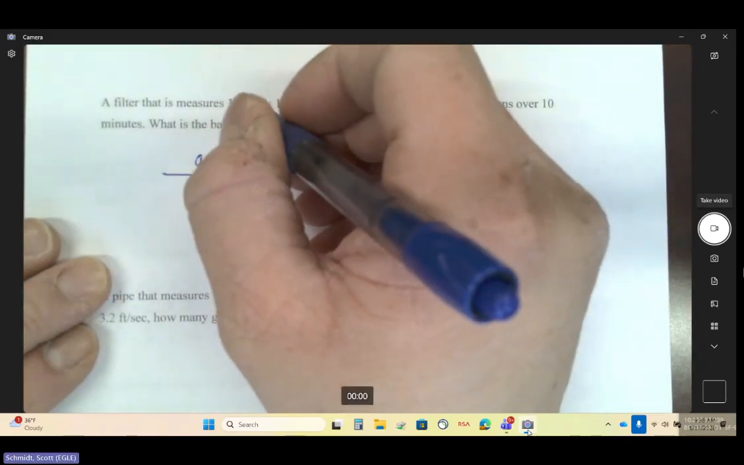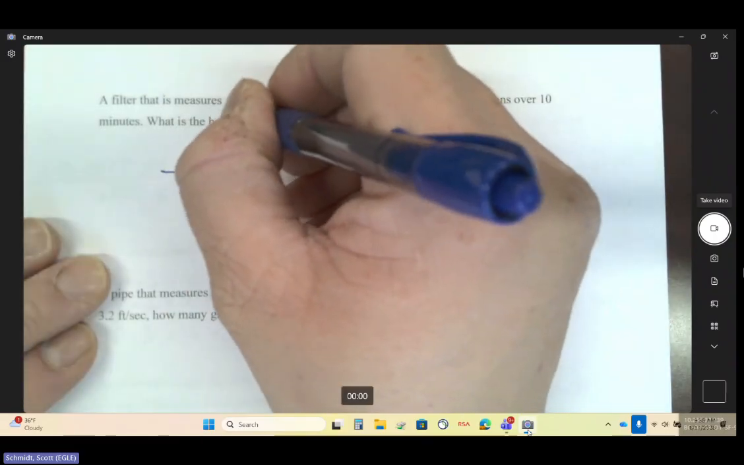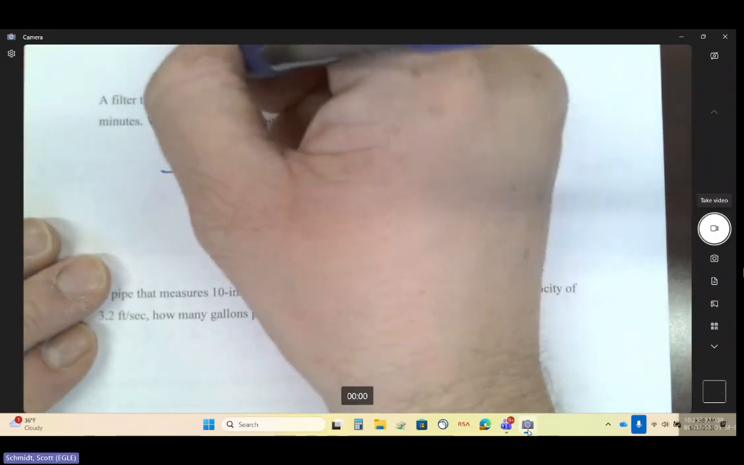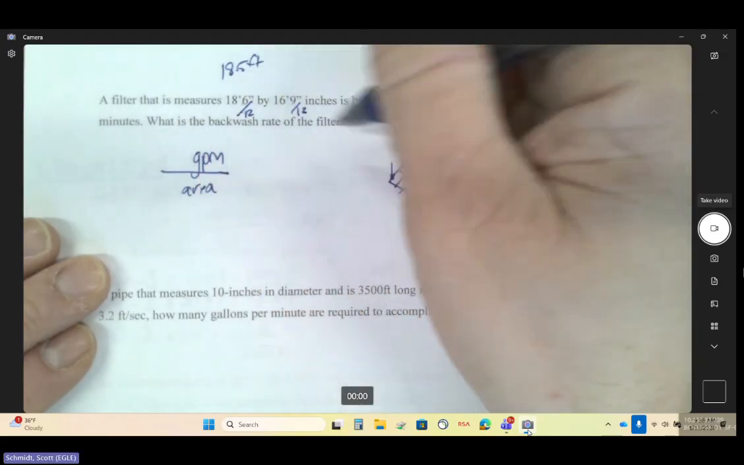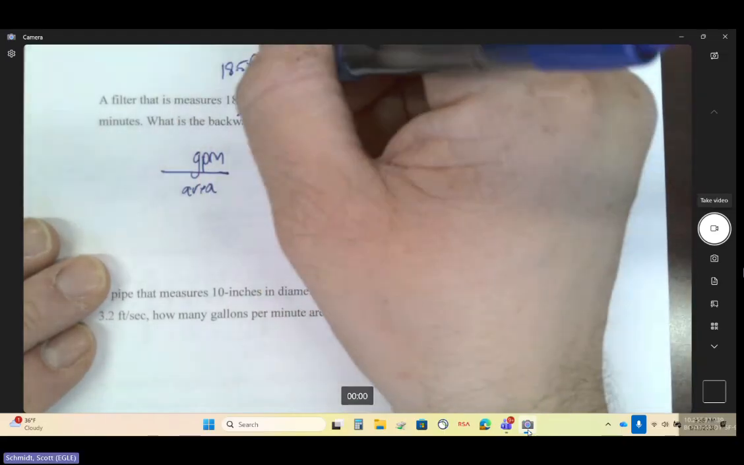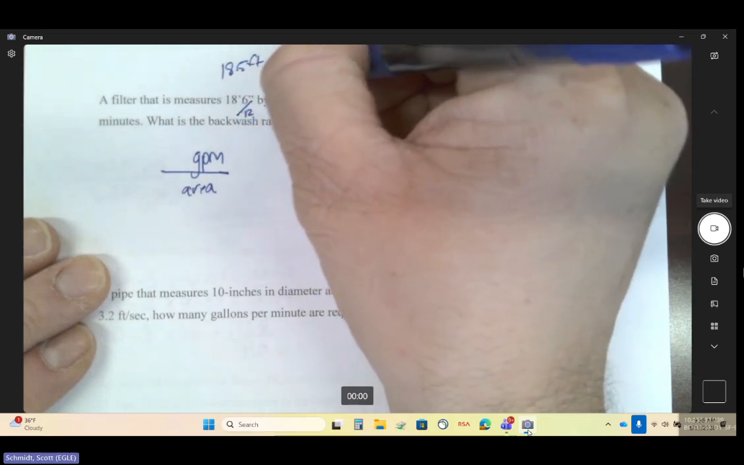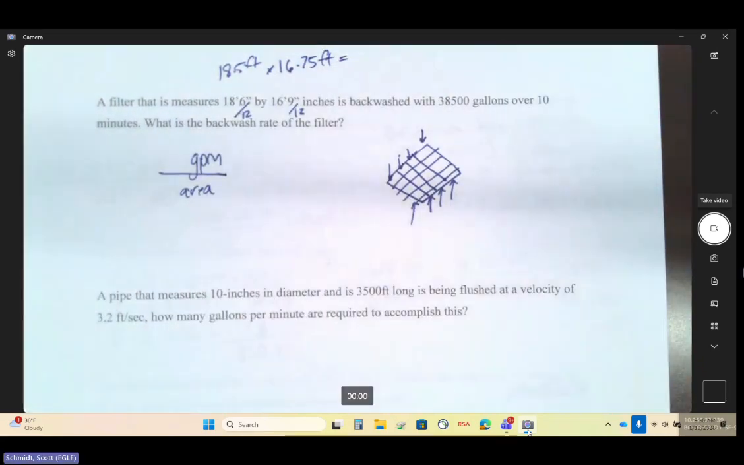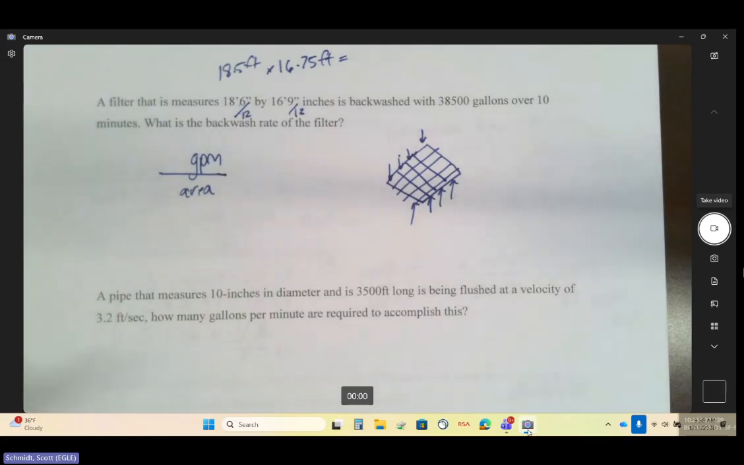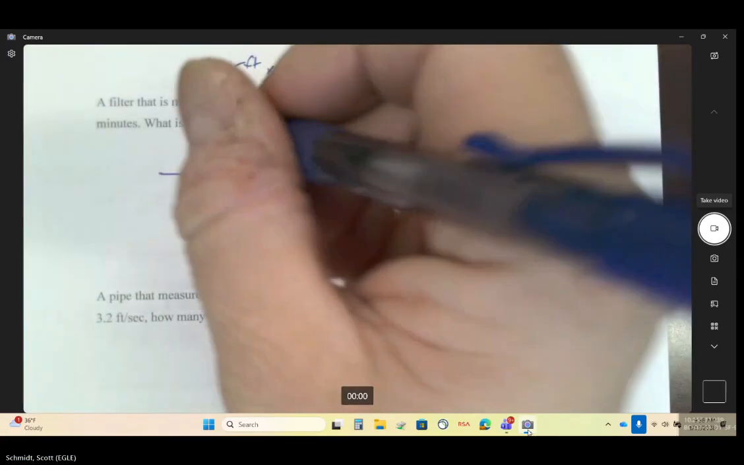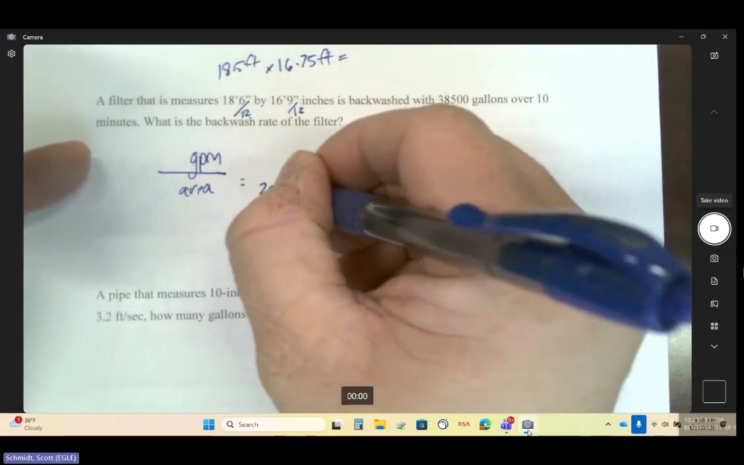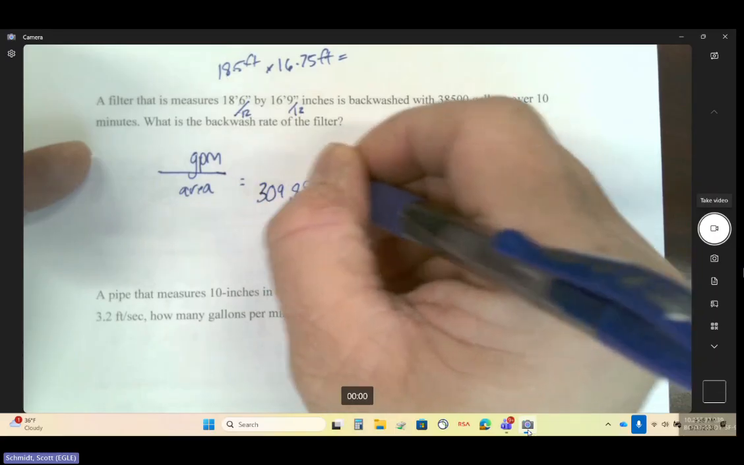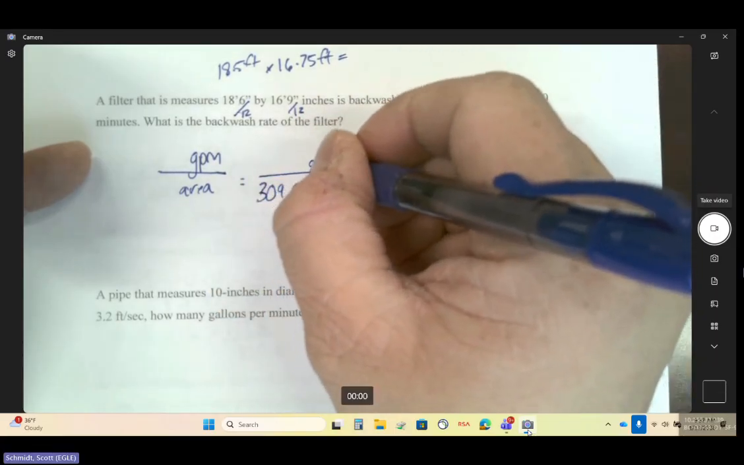Well, we have inches here. And what I tell you to do with inches, you always convert them to feet. So divide these by 12. So you're going to have 18.5 feet. And being it has two measurements, it's most likely a square because it doesn't talk about diameter, times my 16.75 feet. Because when I convert 9 inches, it's going to be 0.75. So 18.5 times 16.75 gives me an area. So area here is going to be 309.88 square feet.